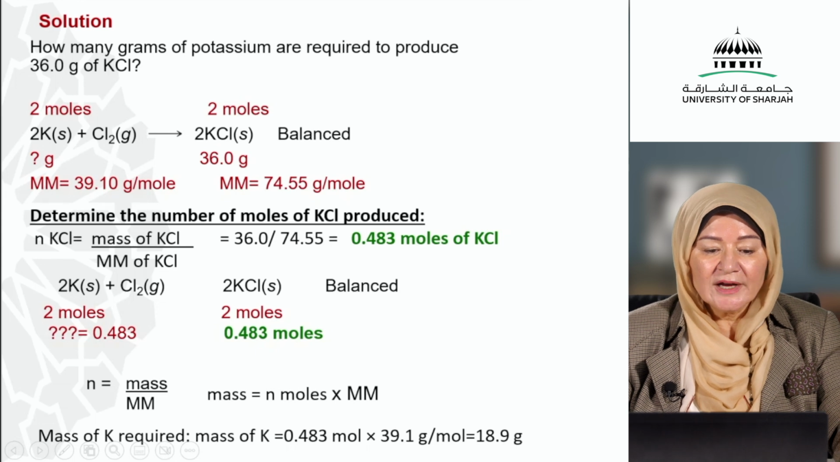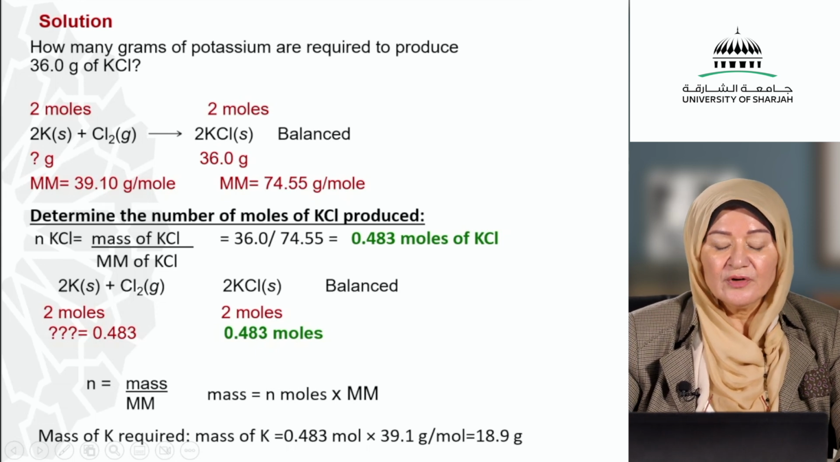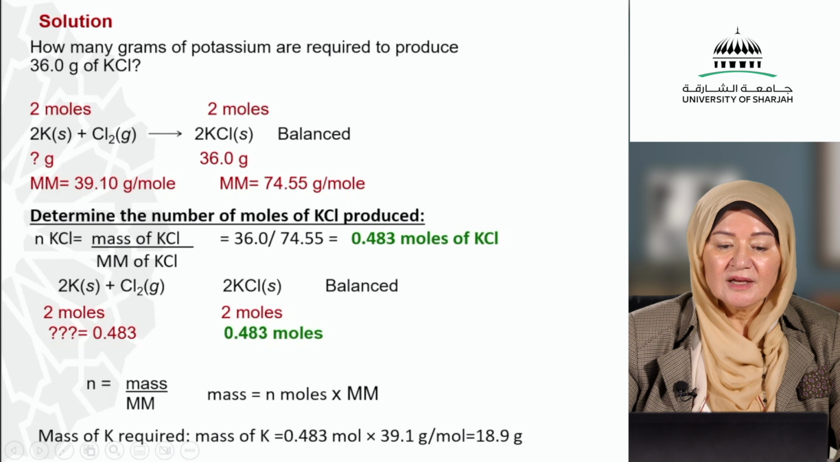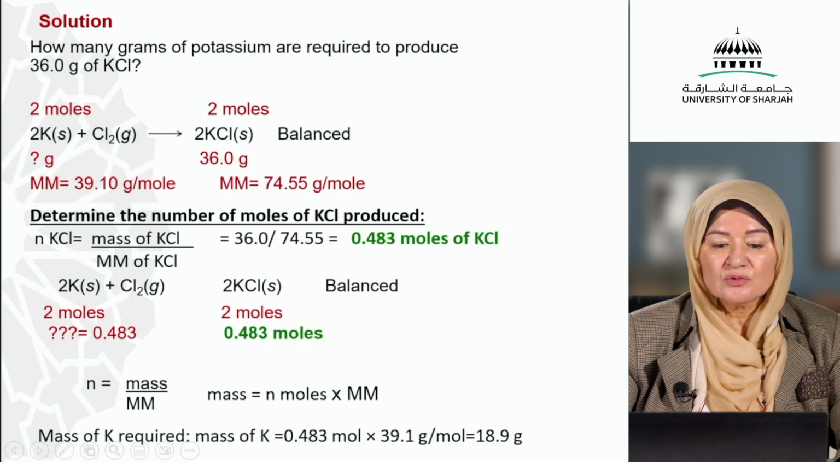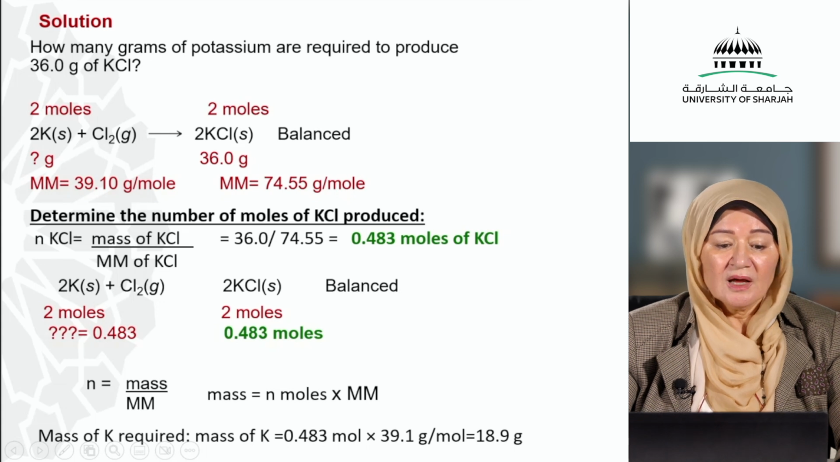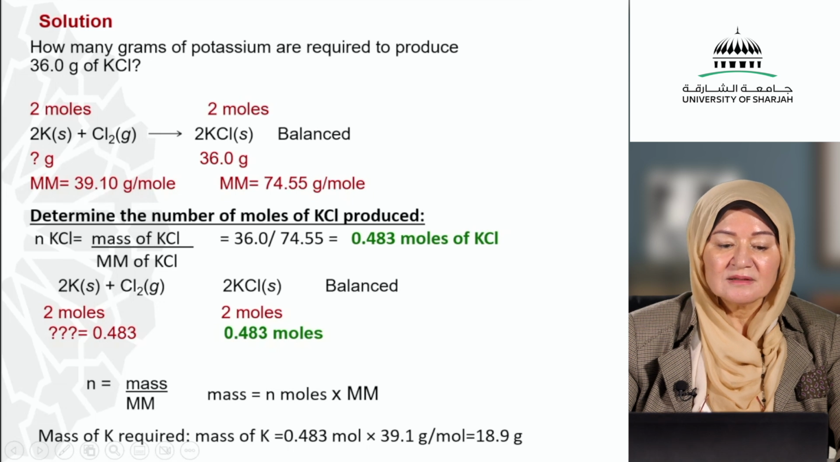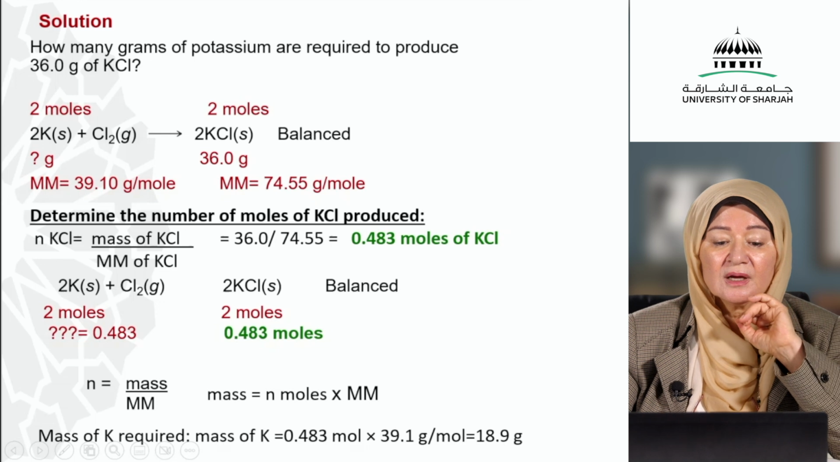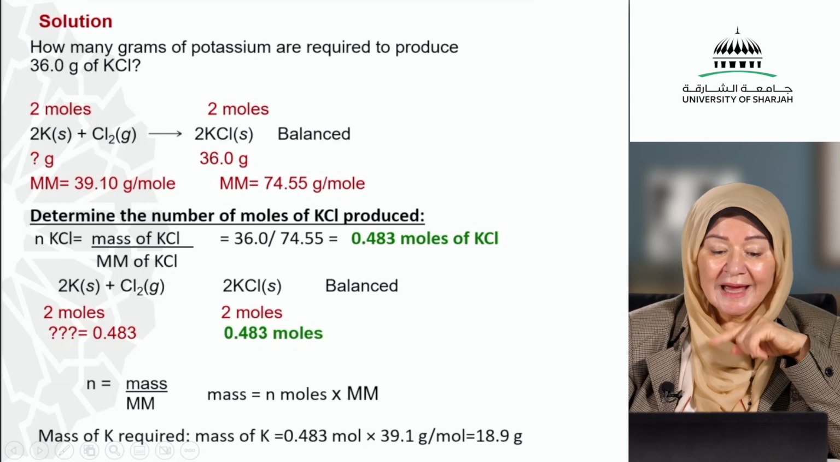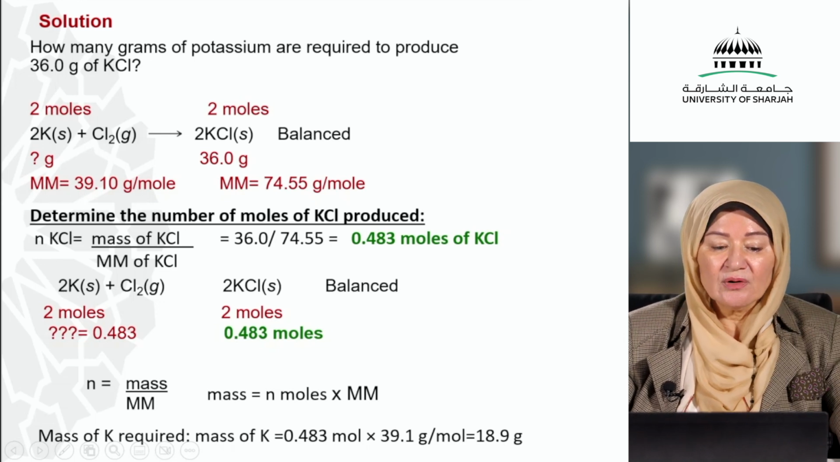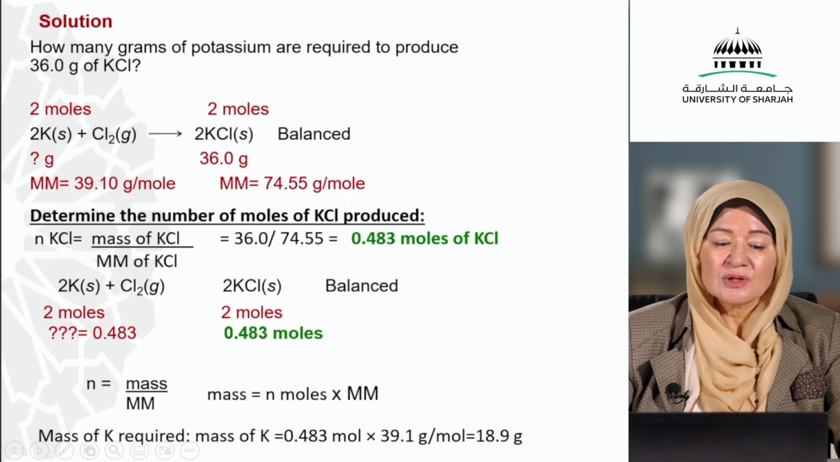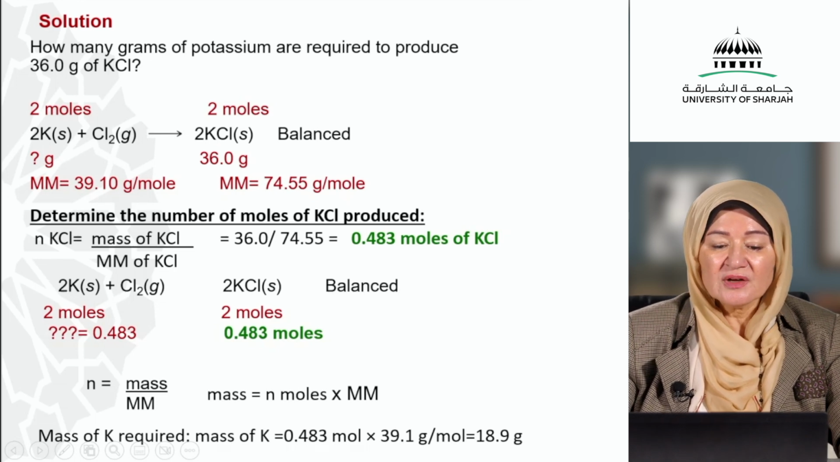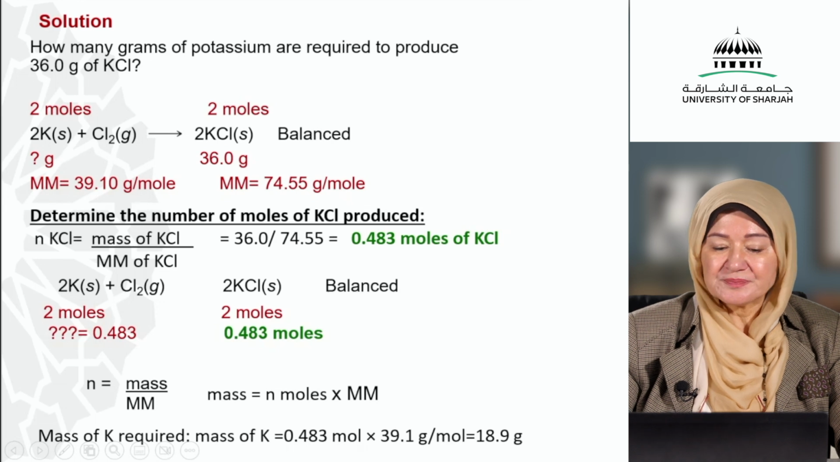Here, what do I do? I have to convert the grams to moles, 36 grams. I want to convert it to moles. I know that for every 2 moles of potassium, K, it gives me 2 moles of KCl. Therefore, if I get 0.483 moles, how much potassium will I get? If I just multiply, it will be the same.